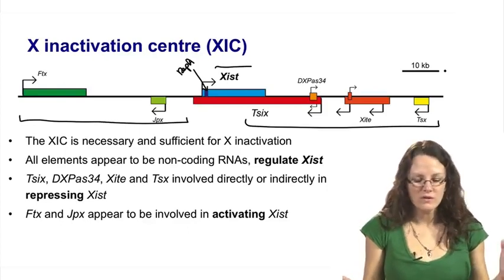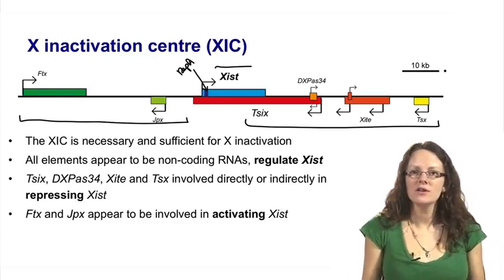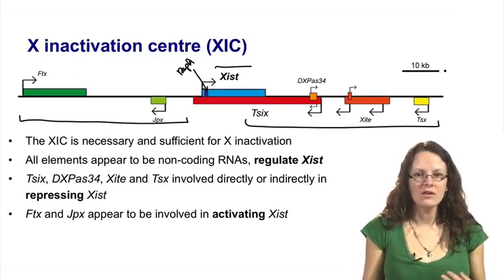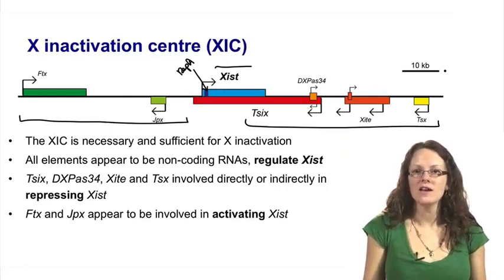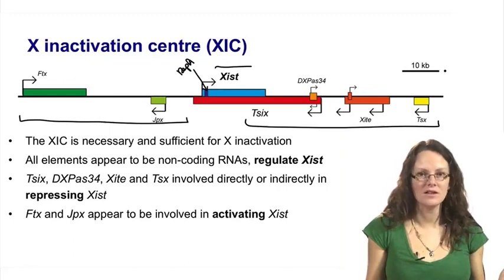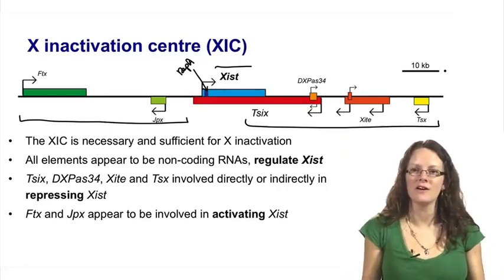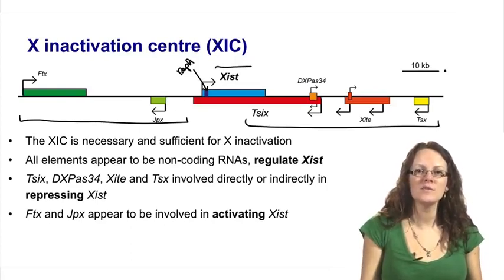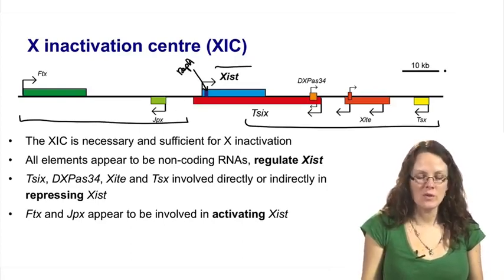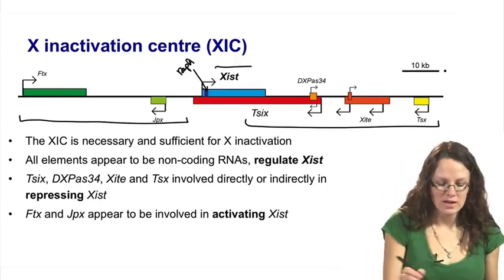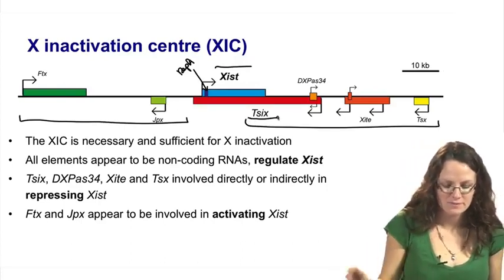So what are all of these different factors doing and how are they controlling Xist expression? Well, in all cases they are long non-coding RNAs. So this center is made up of a bunch of non-coding RNAs which control another non-coding RNA. I'm not going to go through the specialized features of each one of these, but perhaps the most important one to remember is TSIX or T6.